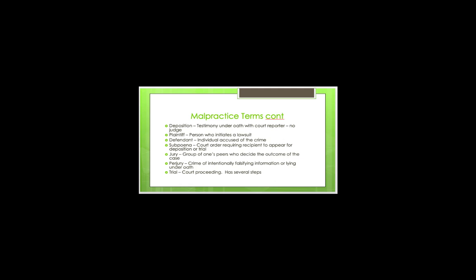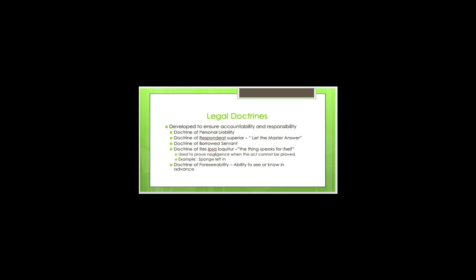The jury is a group of one's peers who decide the outcome of the case. Perjury is when a person intentionally lies under that oath. And the trial is when both parties present evidence to achieve a resolution or to determine a person's guilt or innocence. So moving on from malpractice terms, let's turn our attention to the legal doctrines that I mentioned before. These legal doctrines were developed to help ensure accountability and responsibility.